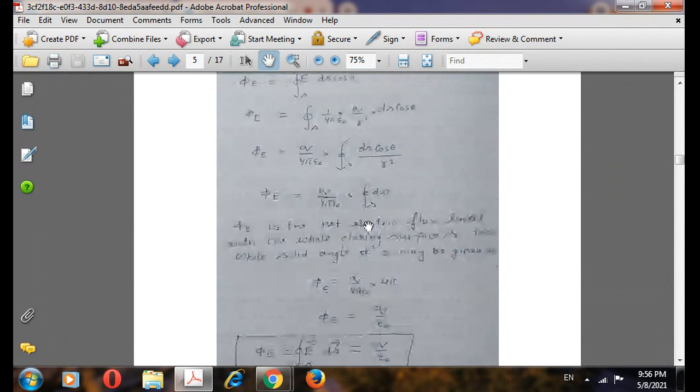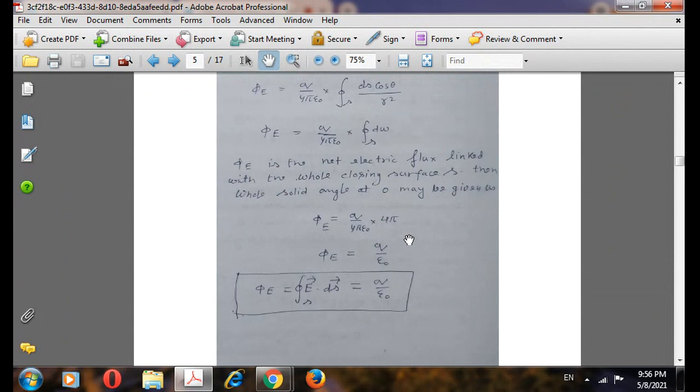Now integrating this small angle d omega, you will get the whole solid angle around the point, which is 4 pi. Now finally what comes? 4 pi will be cancelled by 4 pi, which is in the numerator and denominator. Finally the answer will come here: phi is equal to q upon epsilon naught. In this way, Gauss's theorem has been proved.